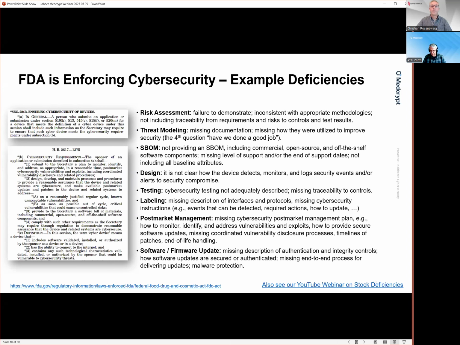And then post-market management, as mentioned earlier, a post-market management plan, although called by a different name, is required for both EU as well as US market approval. And then, of course, that includes a way on how you intend as a manufacturer to update your software and firmware and maintain the security posture. And again, we went in our previous webinar in much more detail through those examples.